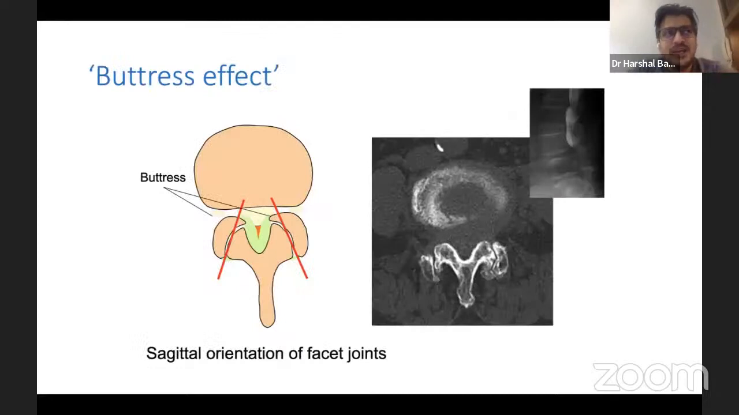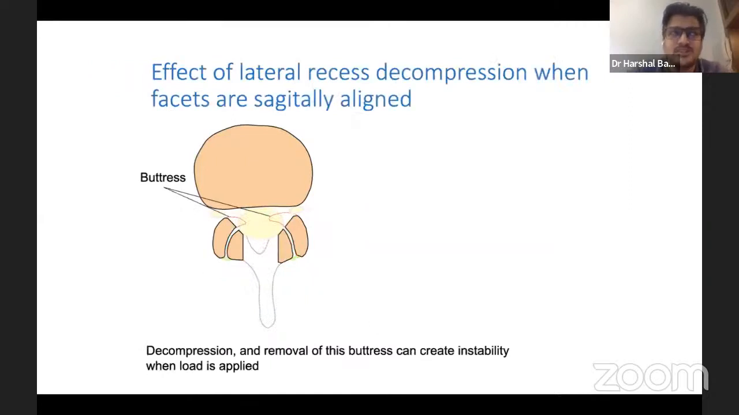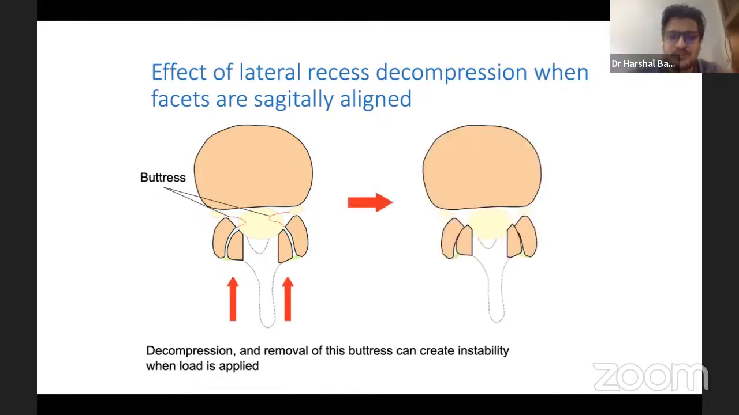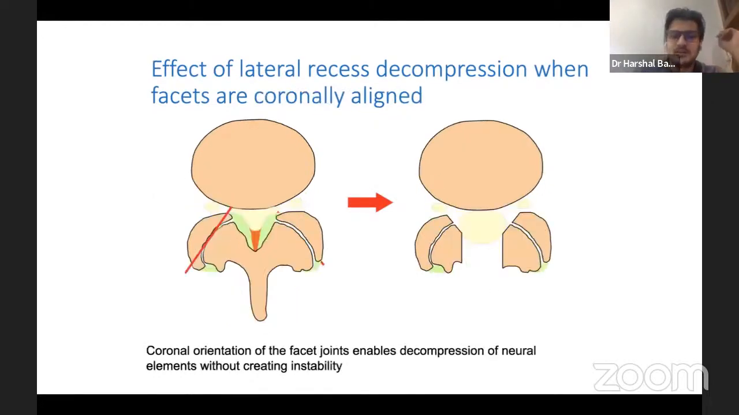If you see the anterior overhang of the facet, the buttressing effect actually prevents segmental mobility when you have a little more sagittal orientation. When we do decompression, if we take this out to decompress the lateral recess, we are inviting instability. So remember, when you're planning your surgery and if you're going to do this, you might need to do stabilization. This is one of the indications to do fusion in the lumbar spine. You can create an instability. If it is more coronally angulated, then we can do decompression without destabilizing the facets.